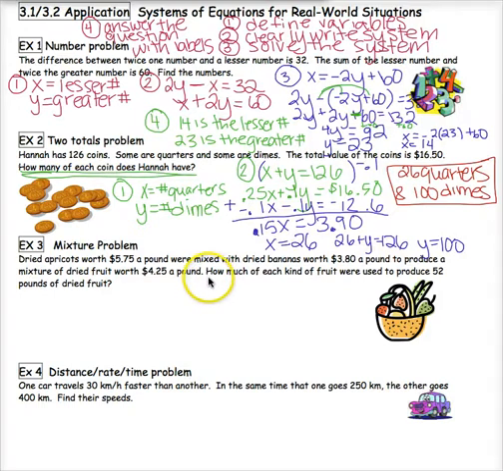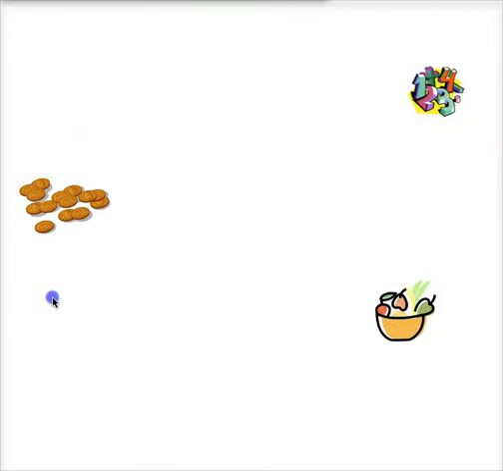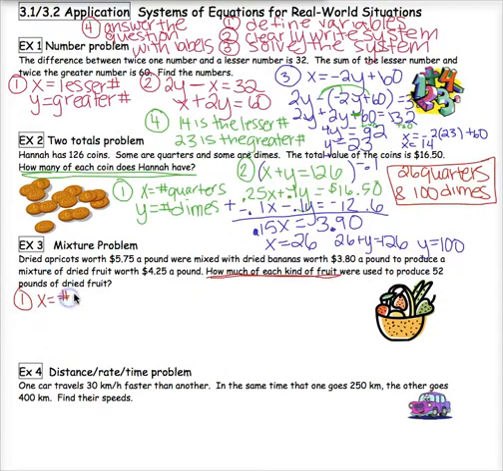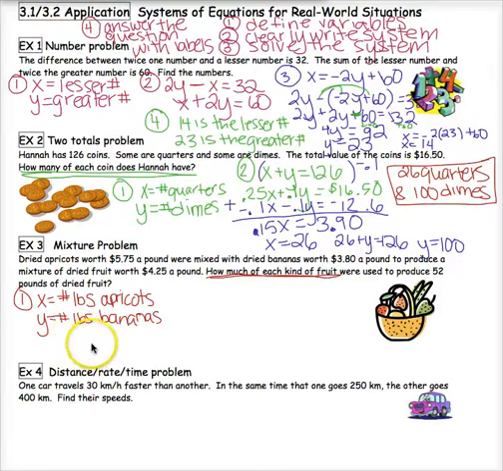All right, so again, first reading through, I identify what I'm trying to find. How much of each kind of fruit? So for step 1, I'm going to let x equal how much. So we're measuring that in pounds. So x is going to stand for the number of pounds of apricots. Then y is going to stand for the number of pounds of the bananas. If I can spell banana. There we go.